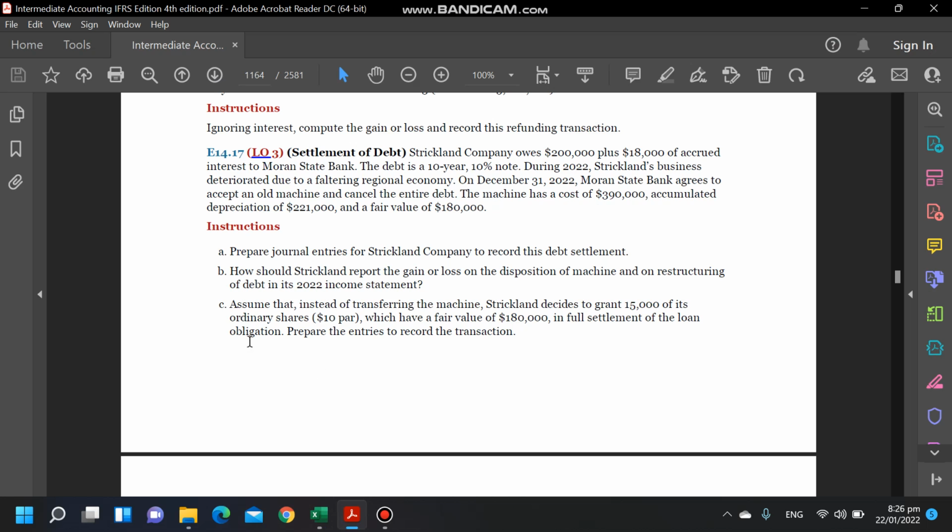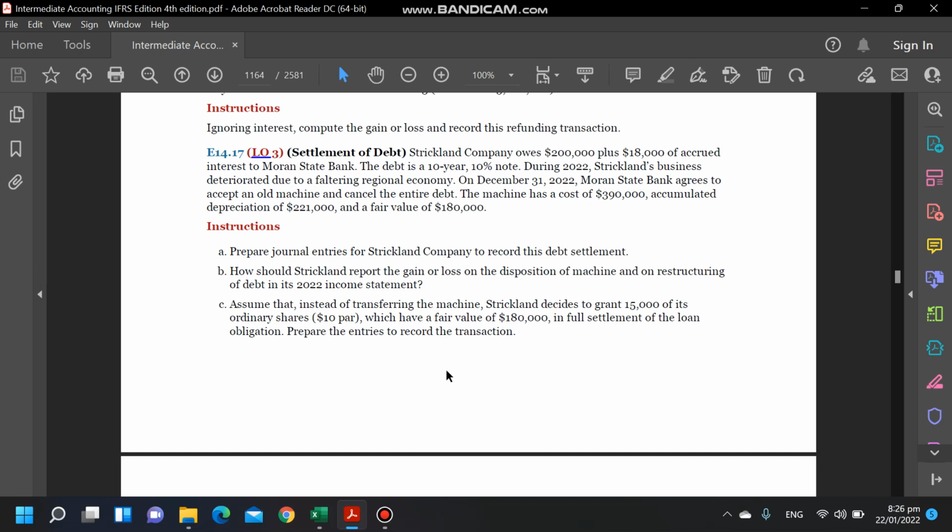And then C, assume that instead of transferring the machine, Strickland decides to grant 15,000 of its ordinary shares, $10 par, which have a fair value of 180,000 in full settlement of the loan obligation. Prepare the entries to record the transaction.